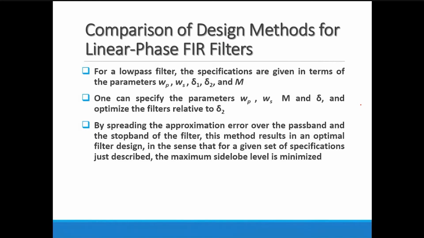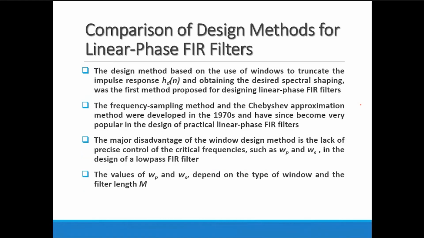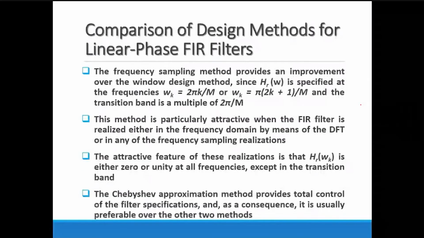So as we discussed, let me give you a summary again. In the windowing method, due to truncation and all, your filter response is based on the type of window and the length of the filter. This is one limitation or disadvantage of the windowing method. In the frequency sampling method, you have to go for the real part of this, and this is attractive only when you realize the filter by means of DFT or any other frequency realizations. And the main attractive part of this is that it has the real part H_R(omega_k) either 0 or unity at all frequencies except in the transition band.